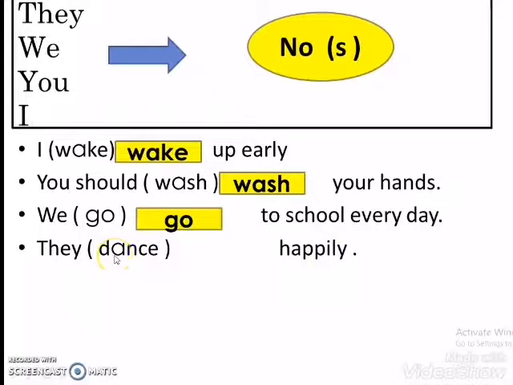Now, they dance happily. Where is the action verb? The action verb is dance. What do I have before the action verb dance? I have the pronoun they. If I have the pronoun they, I shouldn't add an s to the action verb. So I copy it the same. Dance.